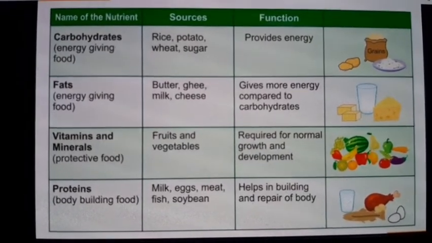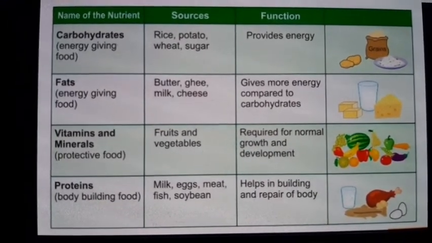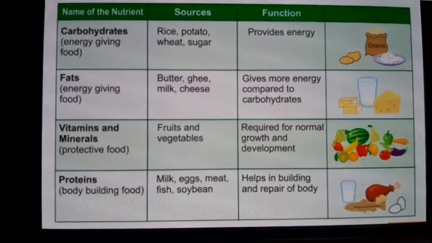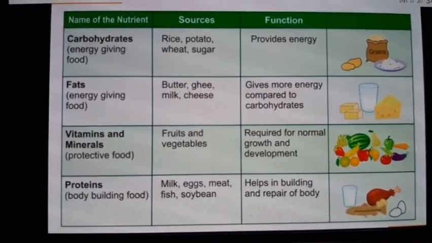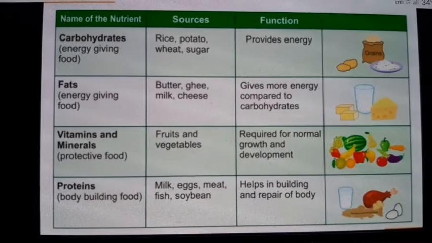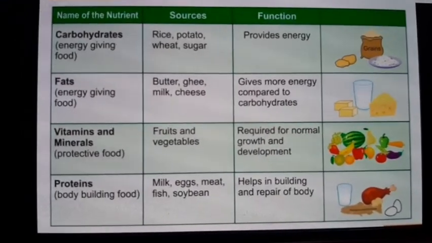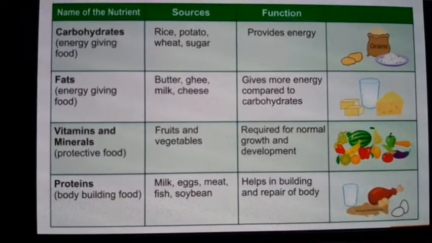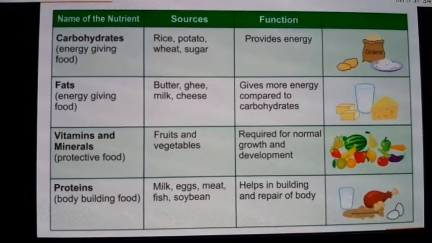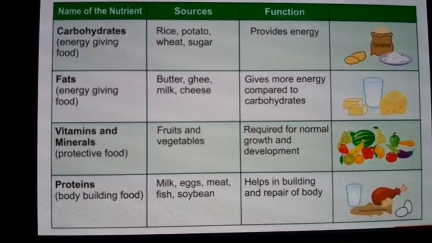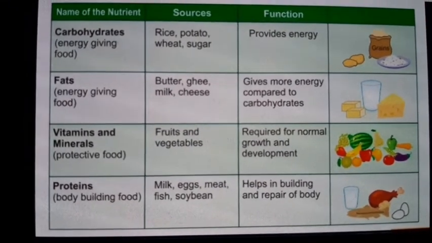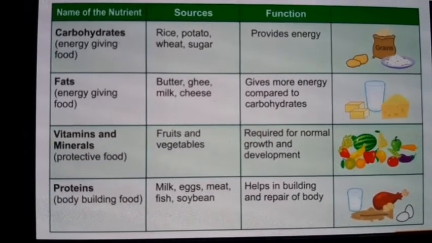Third, we have vitamins and minerals, which are the protective foods. Sources are fruits and vegetables, and they are required for normal growth and development. Fourth is proteins. Proteins are the body-building foods. They help in repair of body tissues and the sources are milk, eggs, meat, fish, soybean.